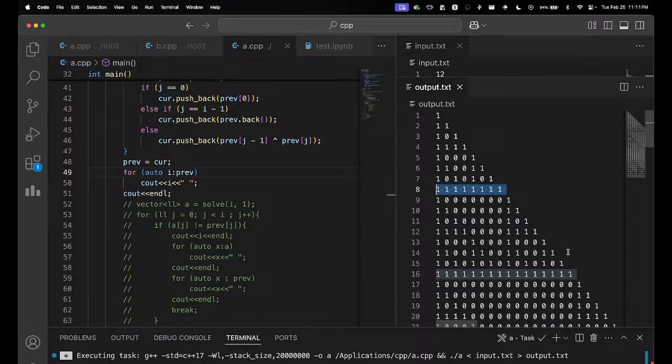So for example, I need to make 14. I split the 14. Now I need to make 6. How do I make 6? I split 14, and 14 minus 8 is 6. Now I just make 6.